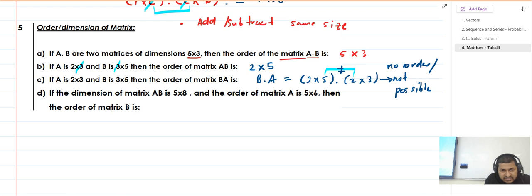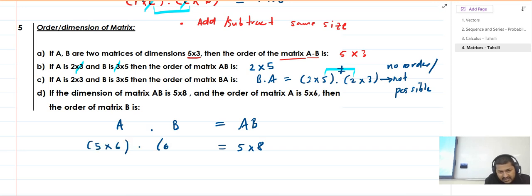If the dimension of matrix AB is 5 by 8, now they're telling us AB is 5 by 8, okay? So you had A times B. Remember, you had matrix A and you're multiplying it by matrix B, and the order of matrix A is 5 by 6. So if this is 5 by 6, it has to be followed by 6 by what? Because remember, the 5 is there. It has to be 6 by 8, and 8 is here. Look at that, so we know the 6's cancel out. That's how you solve this. So the order of the matrix B is 6 by 8. I hope you understood all this.